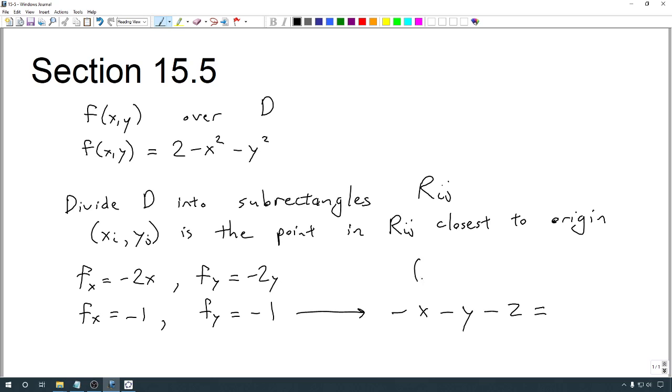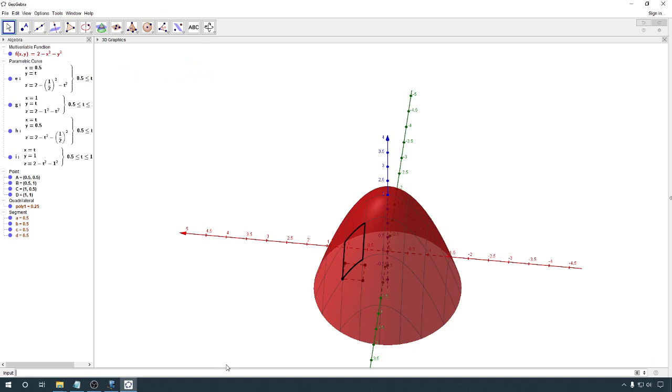So I mentioned here that 1/2, 1/2, 3/2 is the point that we're trying to find the tangent plane at. So we'll go ahead and take those values and plug them into negative x minus y minus z. We get negative 5/2. We don't need a negative here, so I'm going to make everything positive. So those will go away, and these will become plus signs. And then we'll go ahead and put that plane in here.